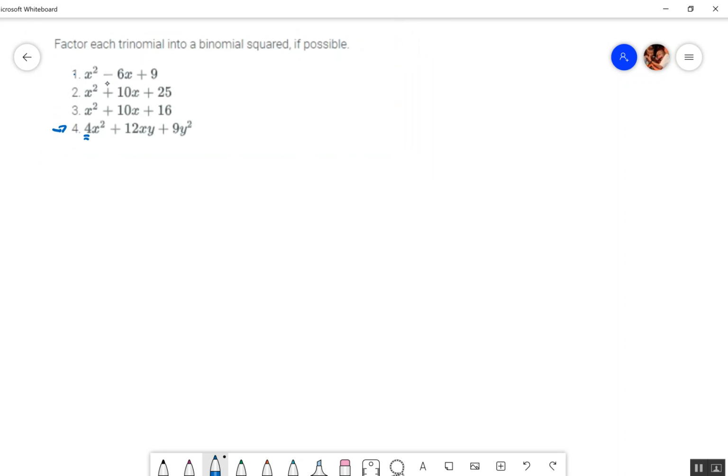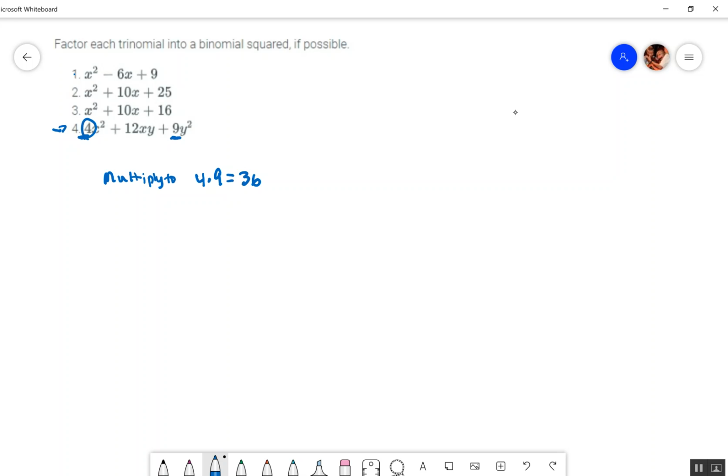This one is different because I don't have a 1 in front of that x squared term. So I am going to use a similar method, and this is the factoring by grouping that was also asked in class. But I'm also going to do this with the box method and see if this is going to help. So the first thing I do is now, instead of looking for things that multiply to 9, I take 4 times 9. So I want things that multiply to 4 times 9, which is 36.